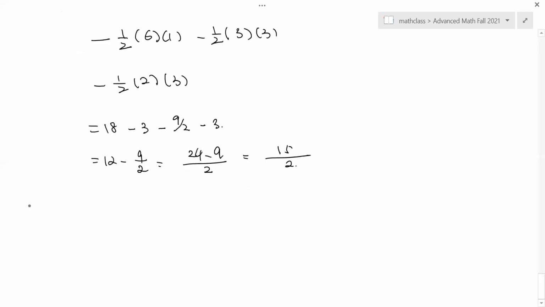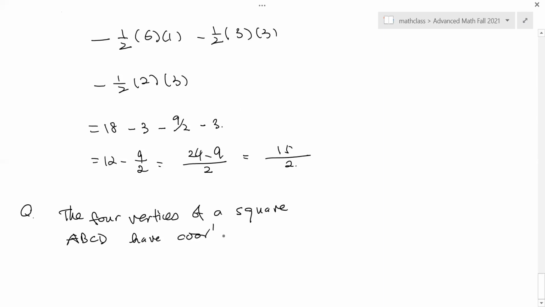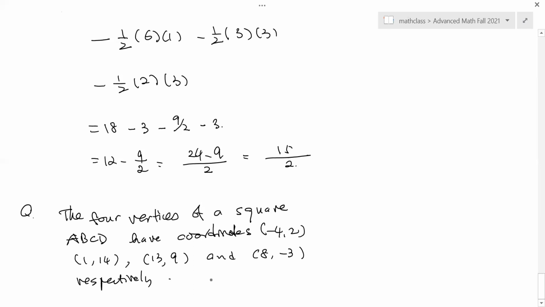Okay, our next problem is the following. So we are told that this is a square. The four vertices of a square A, B, C, D have coordinates. I'm going to give the coordinates: -4 and 2, 1 and 14, 13 and 9, and 8 and -3. Find the area of the square.